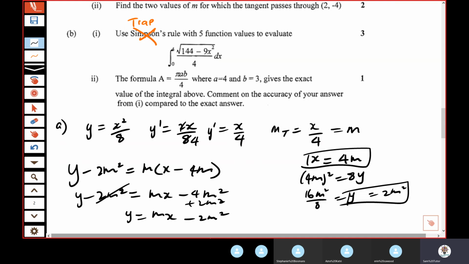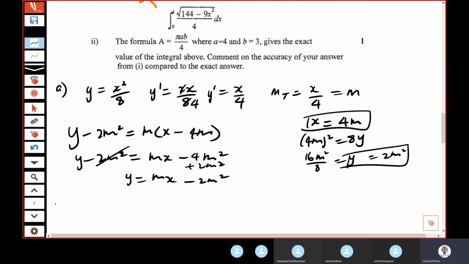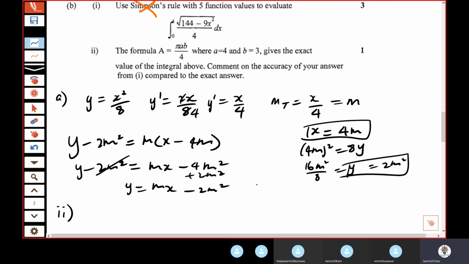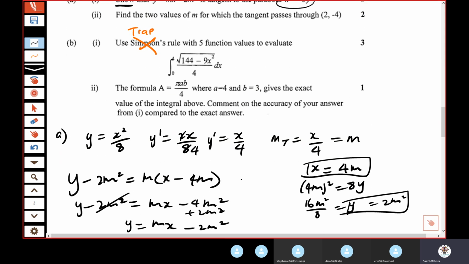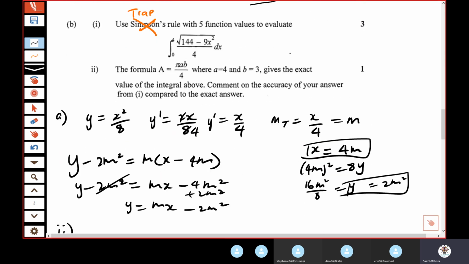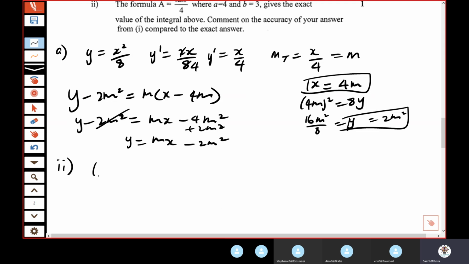Any questions? And obviously part double i. Aaron, that all makes sense as well? Yep. Double i, find the two values of m for which the tangent passes through. Yeah, like I said, there's no reason why anyone should get that wrong.